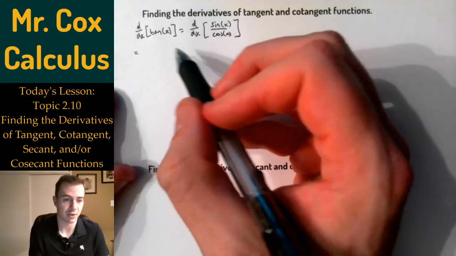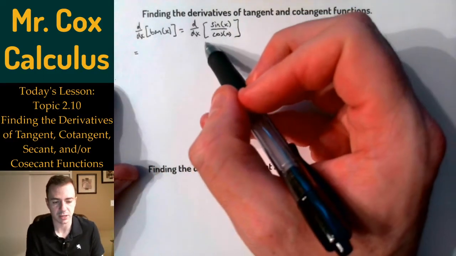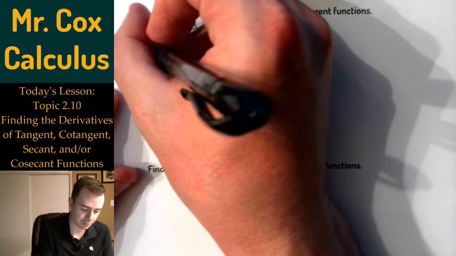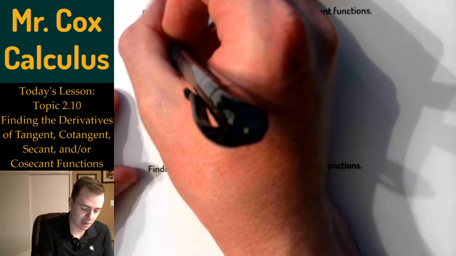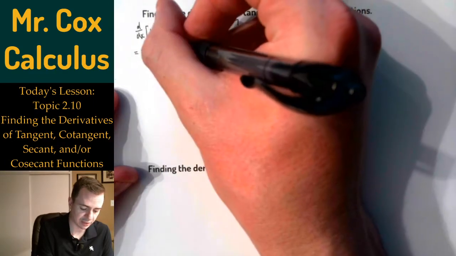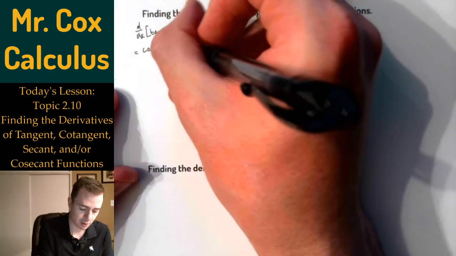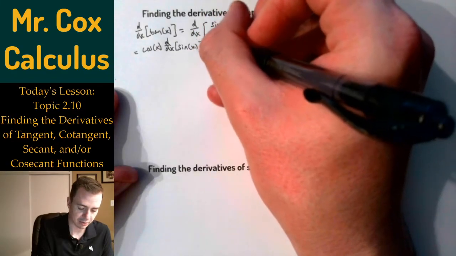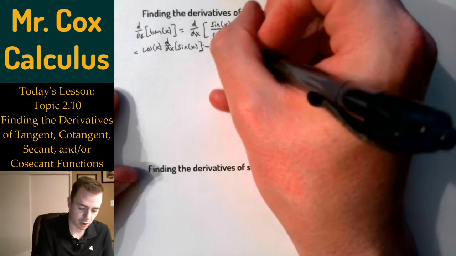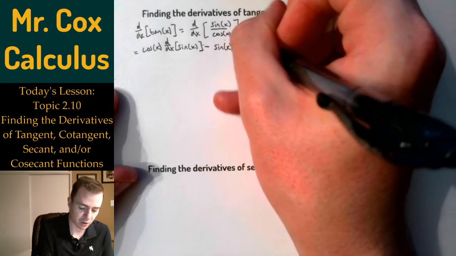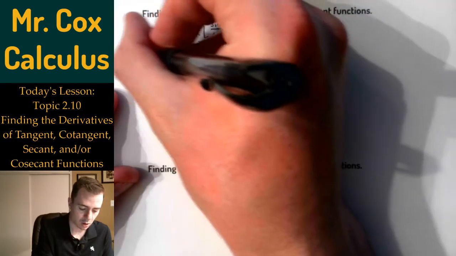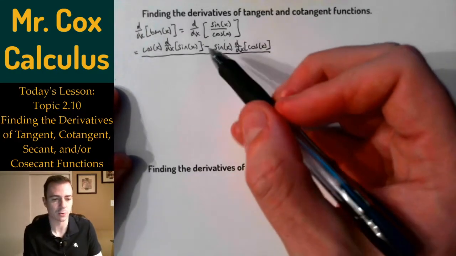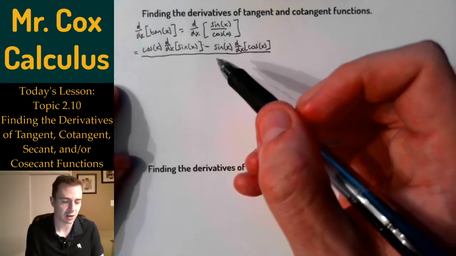This equals, if I just remember that mnemonic I taught you for the quotient rule: low times, so cosine of x, d high, so the derivative of sine of x, minus high, sine of x, d low, so that's going to be the derivative of cosine of x, all over low squared.